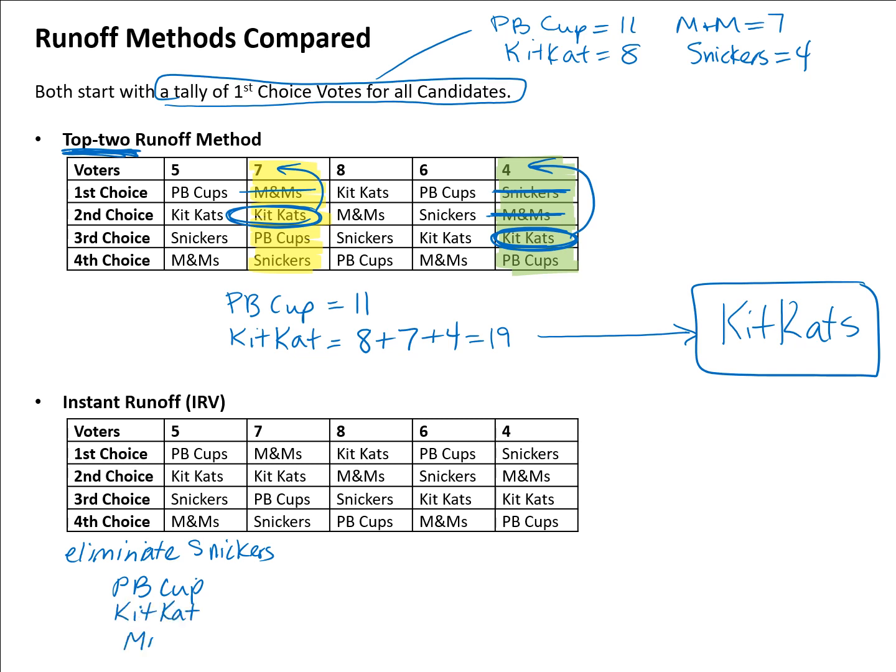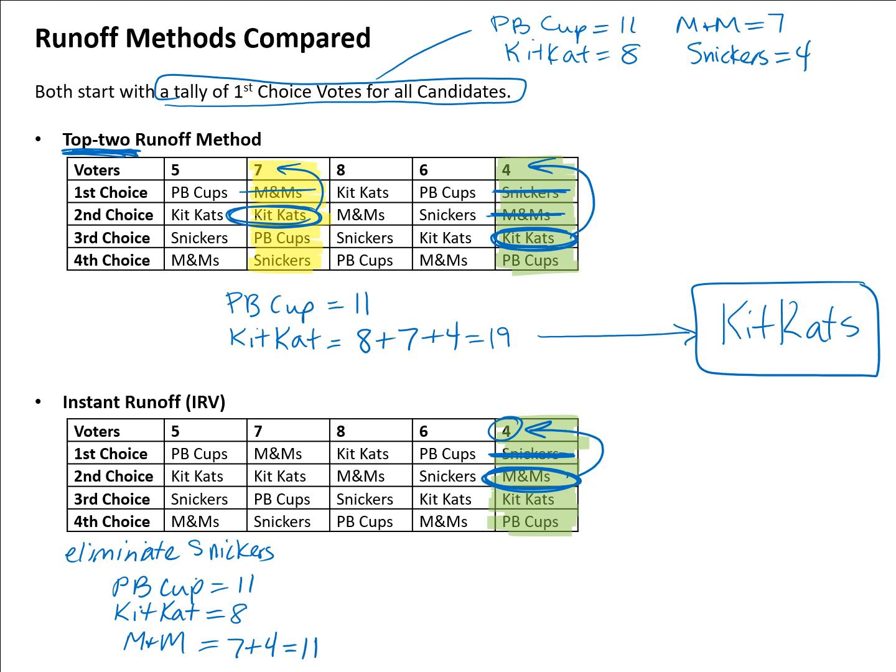and M&Ms. Now, they already had the votes from before. Peanut butter cups had 11, Kit Kats had 8, M&Ms had 7. We really only need to redistribute Snickers votes. And I'm anticipating here because when we look at Snickers votes, if these 4 people who voted for Snickers can't have Snickers, their next choice is M&Ms. So I was kind of thinking about M&Ms when I said M&Ms. Those 4 people are going to now vote for M&Ms, and that changes M&Ms' tally to 11. So now we have peanut butter cups at 11, Kit Kats at 8, M&Ms at 11. Still no one is above 15.